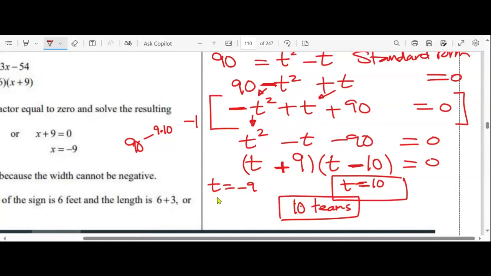All together, there are 10 teams. We cannot use a negative number.